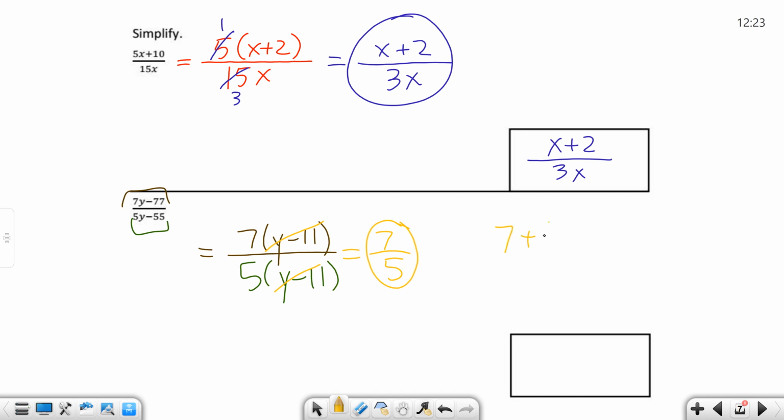If I had 7 plus y minus 11 over this, I could not cross this out because of that plus sign, okay? I cannot cross that out because of that plus sign. But there's no plus sign in between these here, so it's all one term. I can do that. All right, so 7/5 is my final answer here.